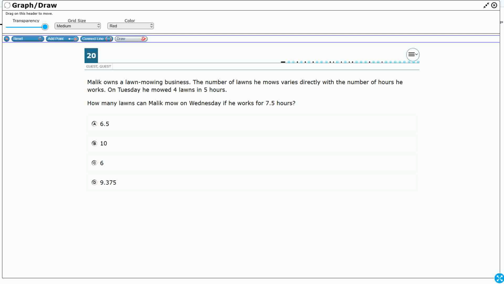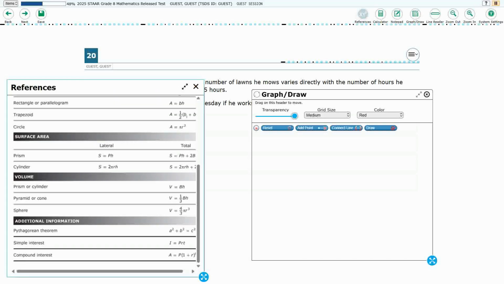All right, so we've got Malik. He owns a lawn mowing business. So the number of lawns that he mows varies directly with the number of hours he works. So on Tuesday, he mowed 4 lawns in 5 hours. All right. And so before we get into the question, let's pull up our reference material.